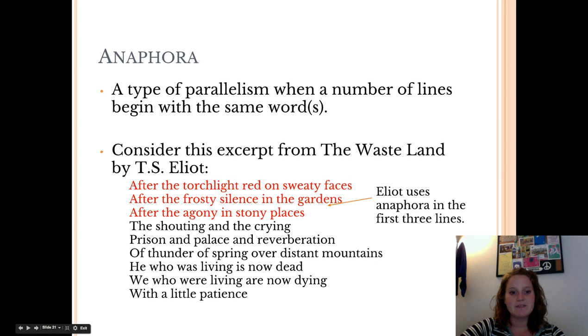So we see anaphora used in these first three lines that all begin with "after the torchlight red," "after the frosty silence," "after the agony in stony places." Because that begins with the same phrase, it's an example of anaphora.